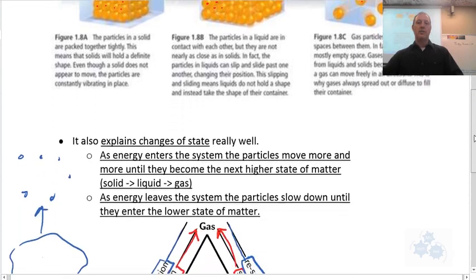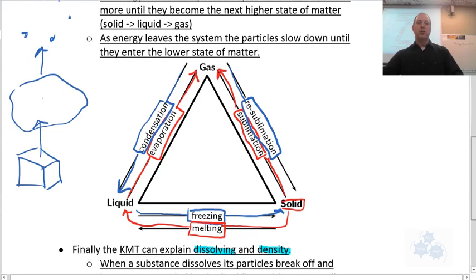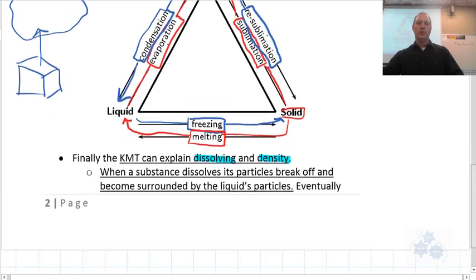They're moving so fast. So there's a few definitions here, including condensation, evaporation, sublimation, freezing, and melting. So you need to know those.